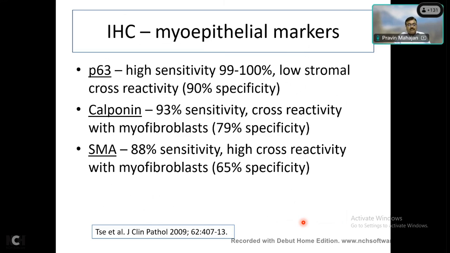You can also use markers like calponin and SMA, which give a cytoplasmic staining. They have fairly good sensitivity, but they lack the specificity. In what sense they lack the specificity is that they can cross react with the myofibroblasts around the ducts or within the papillae, so the interpretation becomes quite difficult. So that's the way they can lack the specificity. What I use in my lab is P63 as the marker, because it is nuclear and it gives you nice crisp positivity.